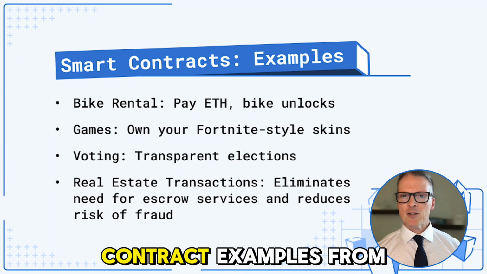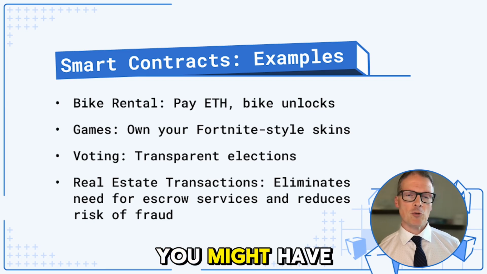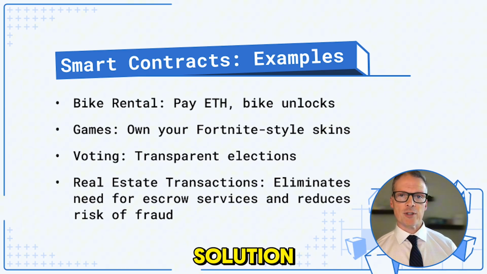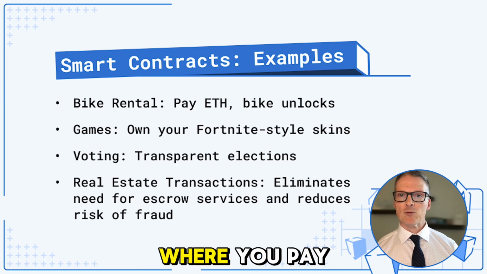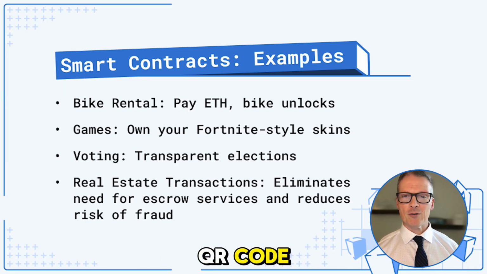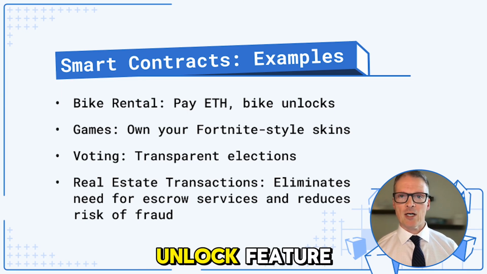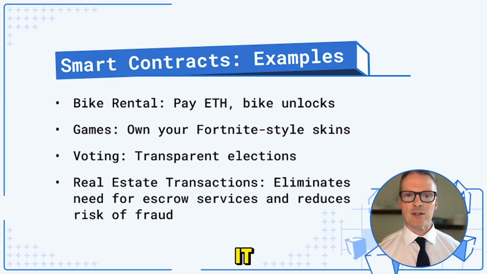Some smart contract examples from the real world: you might have a bike rental solution that just uses a smart contract, where you pay ETH through a QR code and the bike executes the unlock feature, and then you can use the bike and rent it.